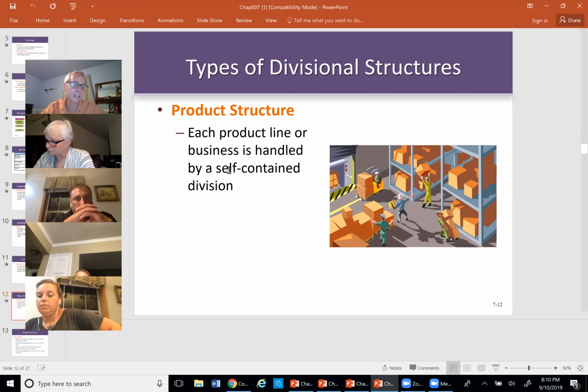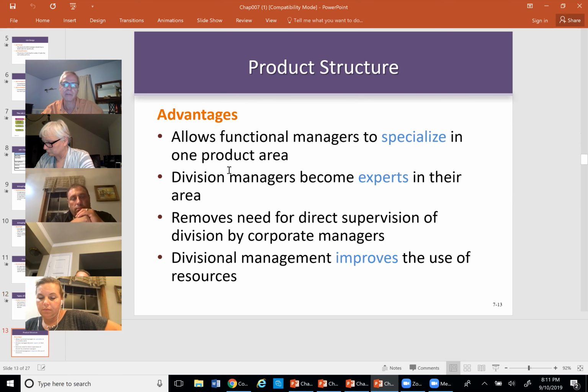Sometimes we divide not at the divisional level, but at the product structure. Each product line is a self-contained division. I would imagine that's the way it is at Apple. Each iPhone is its own division, its own entity. It's certainly iPods, iPads, all those would be separate. iTunes would be treated as separate advantages.